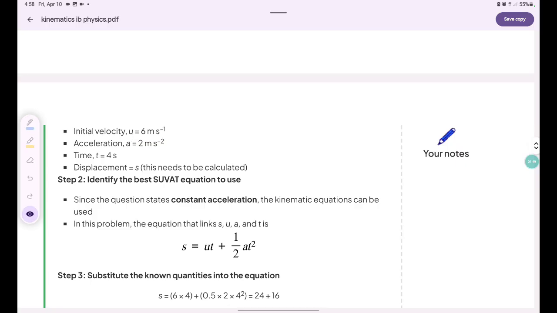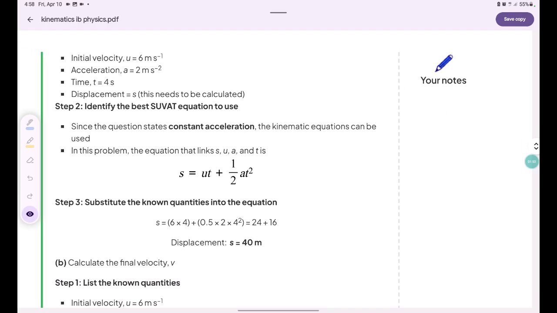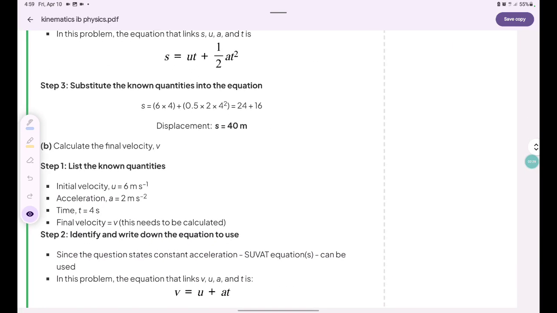Step 3, we substitute in this formula. S, which we are asked to find, equals ut, u initial velocity equals 6 meters per second, time equal 4, plus half times 2 times 4 squared. That gives us 24 plus 16. So S is going to equal 40 meters. Okay, this is the first thing we are asked to calculate.